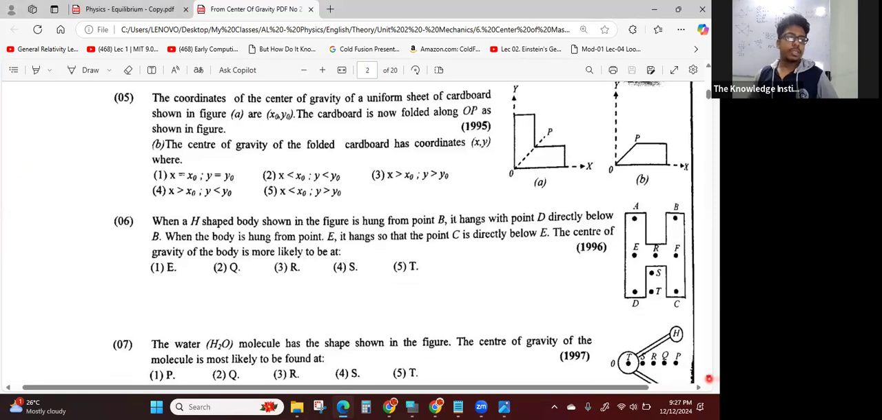Okay, when an H-shaped body shown in the figure is hung from point B, it hangs with point D directly below B. When the body is hung from E, it hangs so that the point C is directly below E. The center of gravity of the body is most likely to be at... Put your answers.